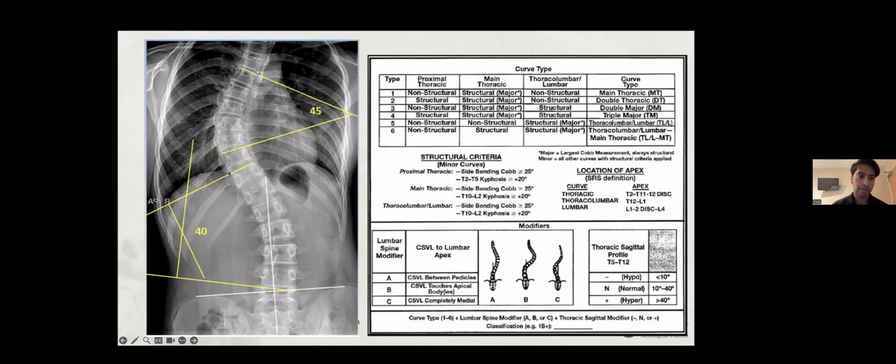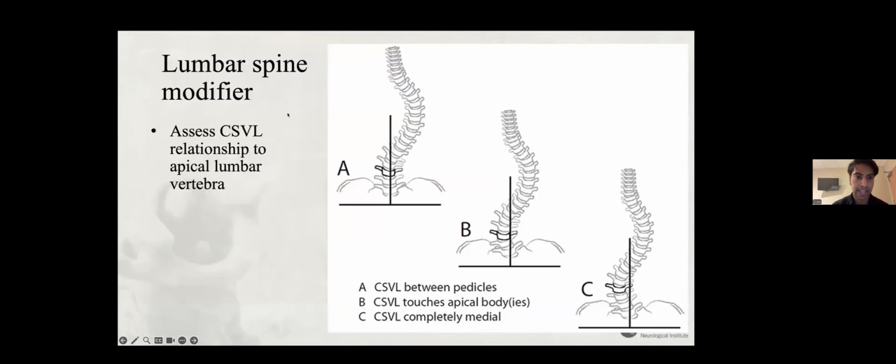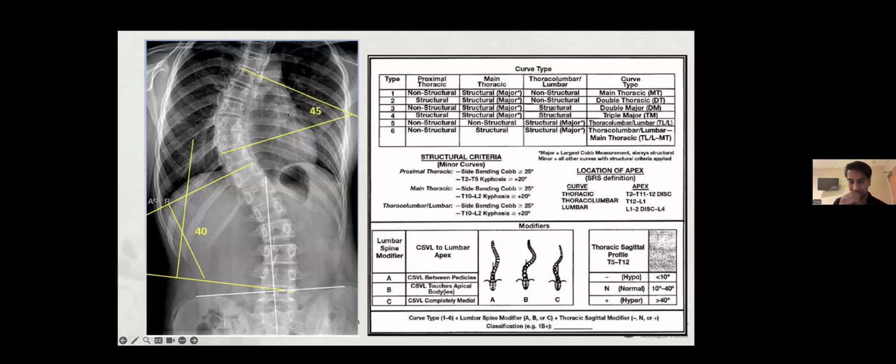And then if we add the lumbar spine modifier from the last slide, we can see that every single lumbar vertebra has its pedicles straddling this line. So the CSVL goes in between the pedicles. That would mean it's a lumbar spine modifier of A. So if I were to tell another surgeon about this scoliotic curve, I would say this is a type 3A.